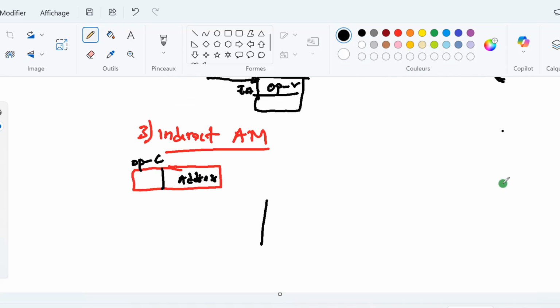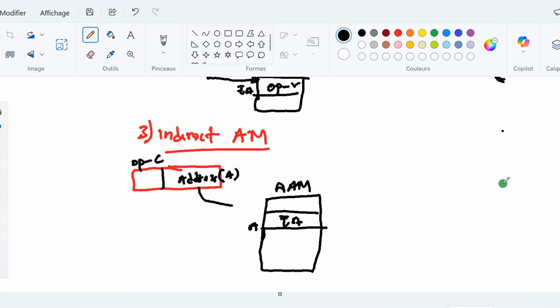Here I have my memory like this, RAM. I'm having a location. Let us say this address here is called A. So this location here is A, and this A has the effective address. Draw something like that. Now I have another location here. This location now has the operand value. And this here is the EA.